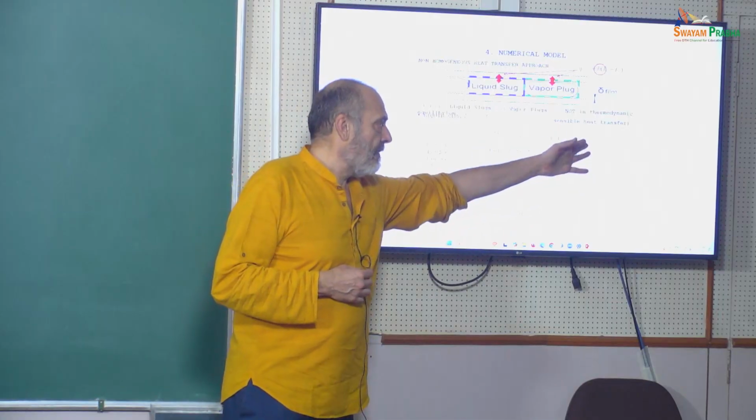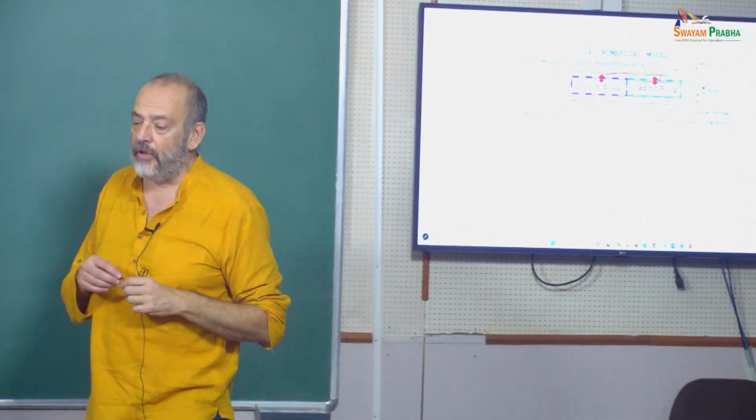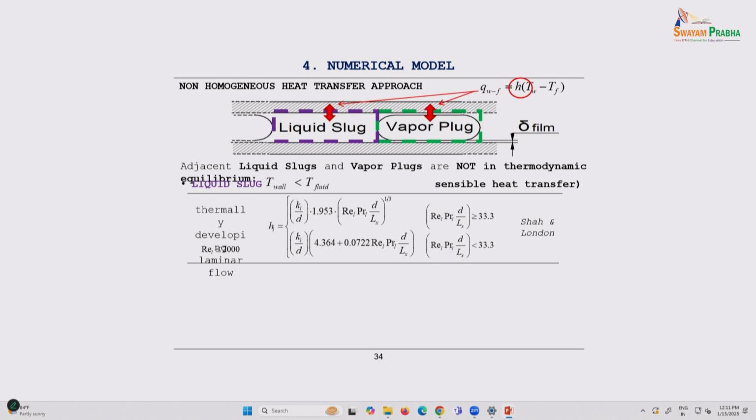For the liquid, for example, we use a classical equation, Shah and London. As you know, when we are dealing with this kind of system with phase change, the accuracy of the heat transfer coefficient is quite limited. We are always speaking of plus or minus 30%. We need to survive with that. It's not possible to change this.